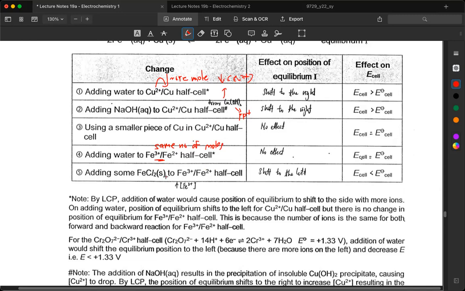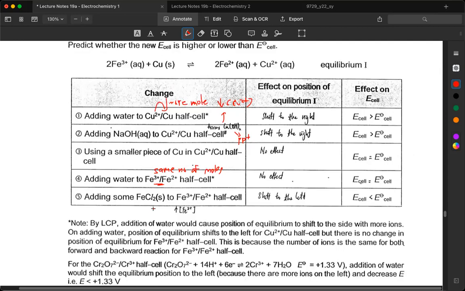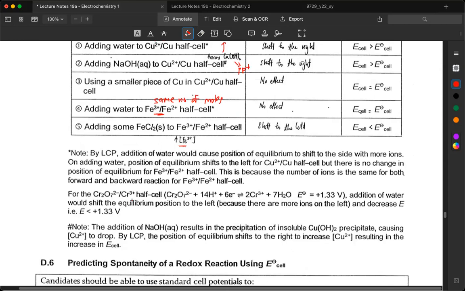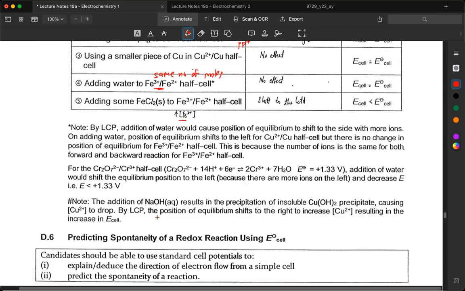If you add some FeCl2, then it will shift to the left because you increase the concentration of Fe2+. So it shifts the equilibrium to the left. All right, so it's a recap of Le Chatelier's principle. Now, if you have Cr2O7, Cr3+, addition of water will also shift to the left because there are more ions on the left. Okay. Then the addition, this one I think I won't go through. I've talked about that already.